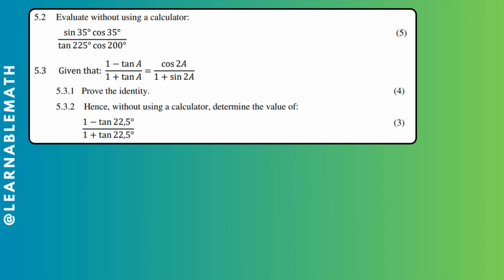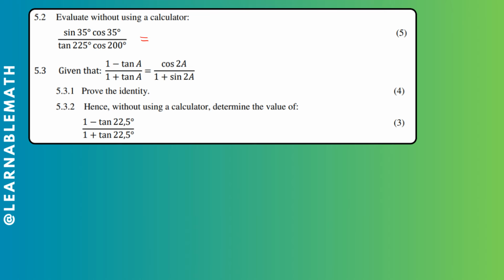5.2 says evaluate without using a calculator. We are given sine 35 cos 35 divided by tan 225 cos 200, right? Every time in trig, when they tell you without using a calculator, they want you to think about the rules that you have learned and the incorporation mostly of the special angles, because that's the way you can reduce this and simplify it, in such a way that you can get an answer without using a calculator. Think about the rules and also how to reduce trig ratios to their simplest form, right? So that's the idea really.